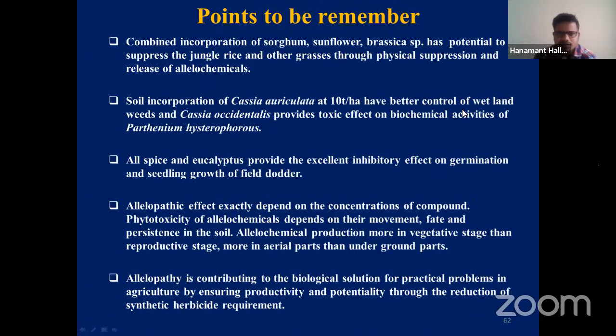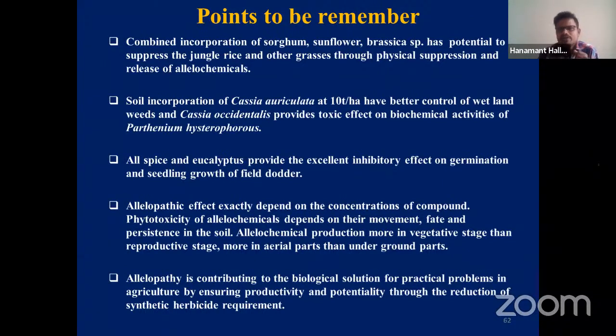So from this allelopathy, so many points we have discussed, but some of the key points to be remembered from this allelopathy are: combined incorporation of sorghum, sunflower, and brassica species has potential to suppress jungle rice and other grasses through physical suppression and release of allelochemicals. So these are some of the things which can be used practically.